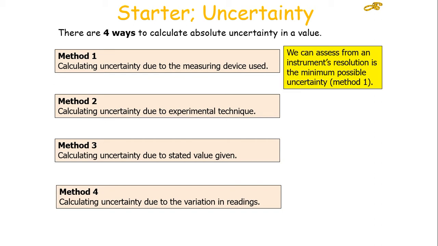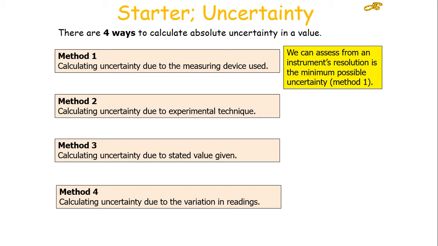Now, Method 1, calculating uncertainty due to the measuring device used. Method 2, calculating uncertainty due to the experimental technique. Method 3, calculating uncertainty due to a stated value given. And finally, Method 4, calculating uncertainty due to the variation in readings. Now we can assess from an instrument's resolution the minimum possible uncertainty.